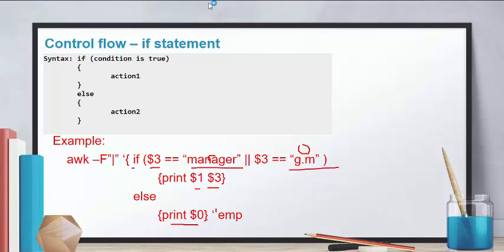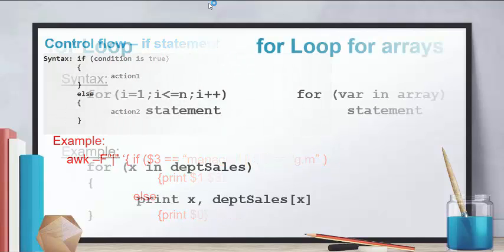Now, from where do you want to find this manager and GM? You have to find that manager and GM value from the EMP file. So I can give the file name over here. Like that you can perform this if condition.